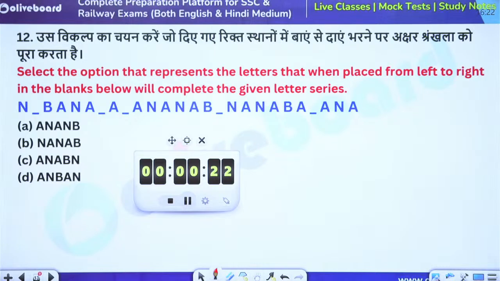Next. The rest of you please answer, guys. This is very easy. Right away you can get the answers. You can know what is the pattern.